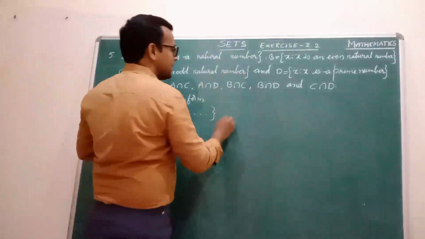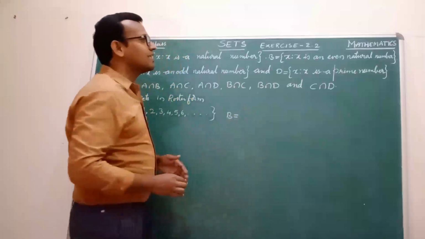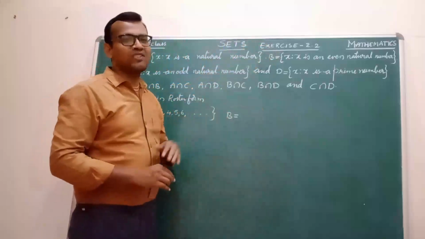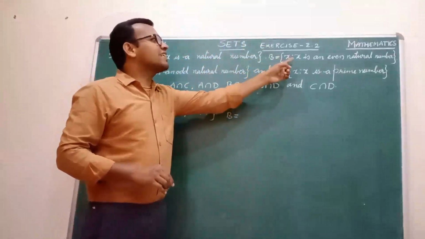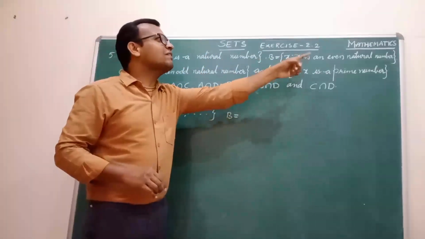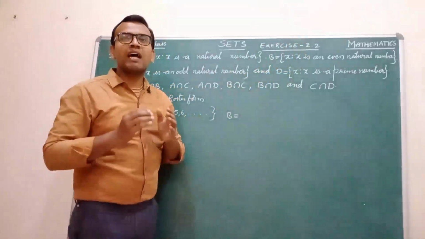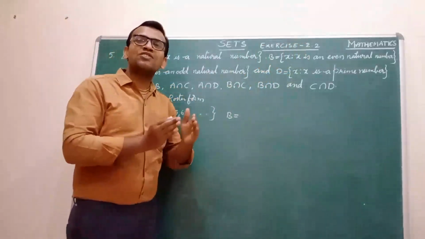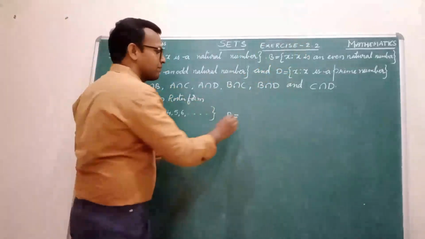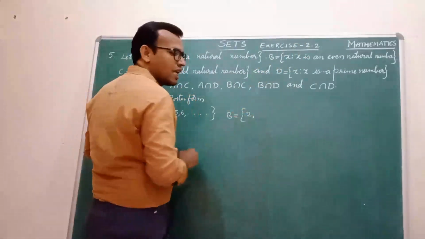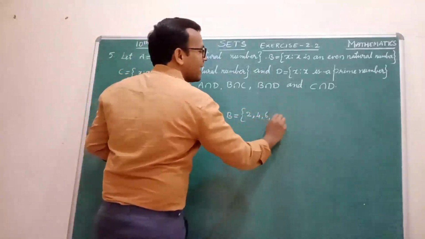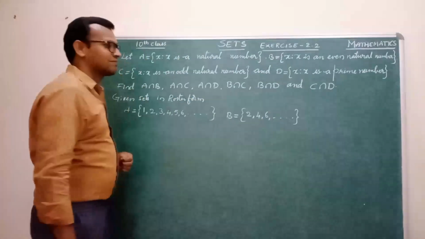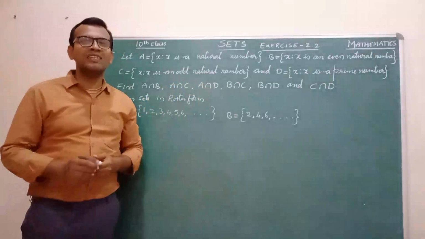Now set B, let me convert that set builder form into roster form. So what is set B? Set of X such that X is an even natural number. So we have to write even natural numbers in set B. Even natural numbers, what are they? 2, 4, 6, 8, and so on. They are all even natural numbers.